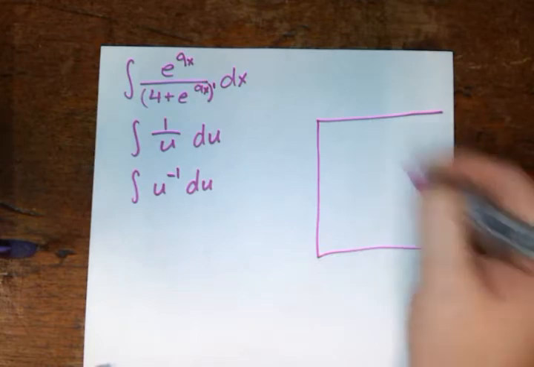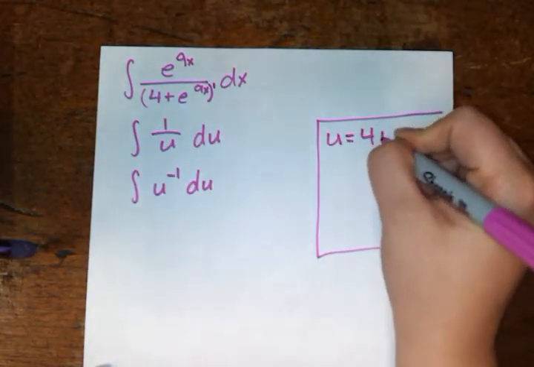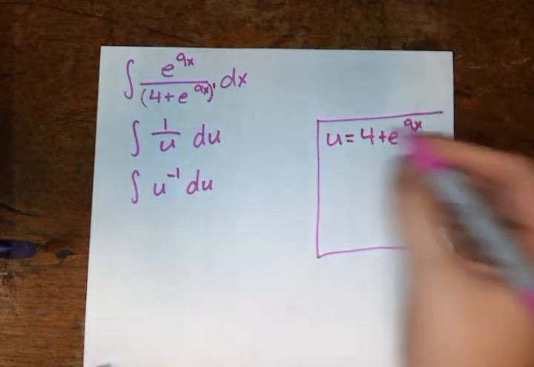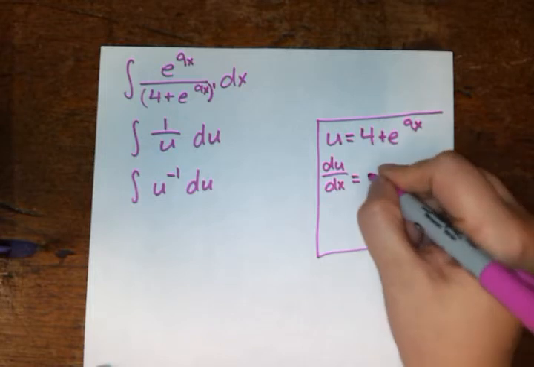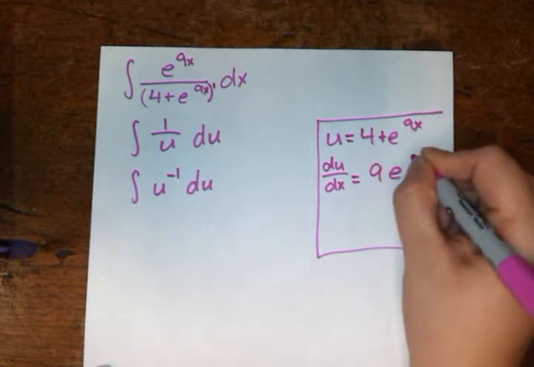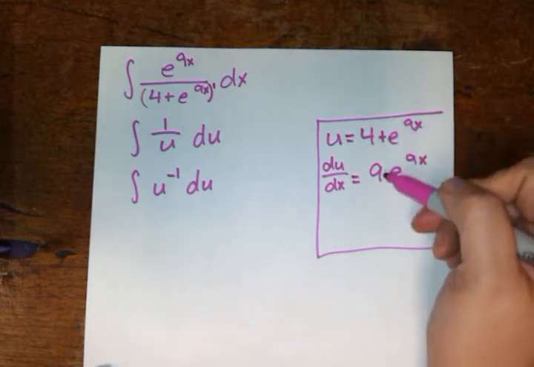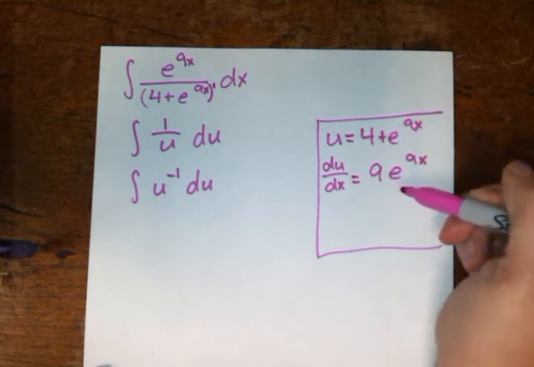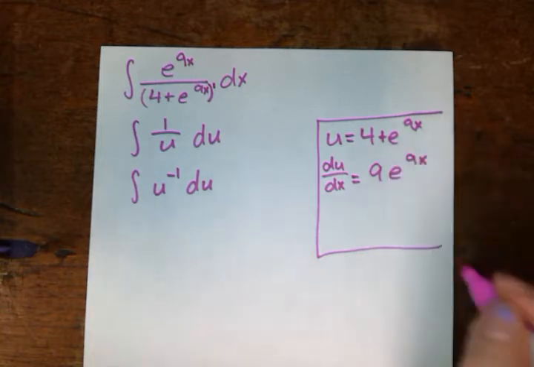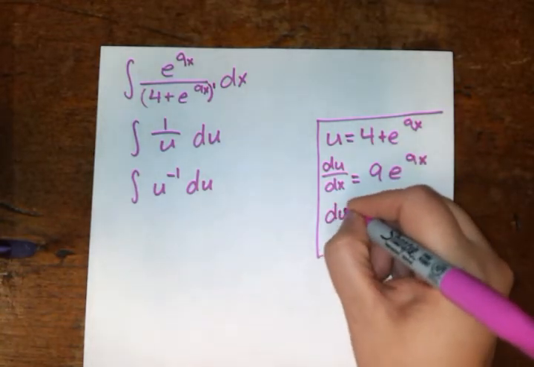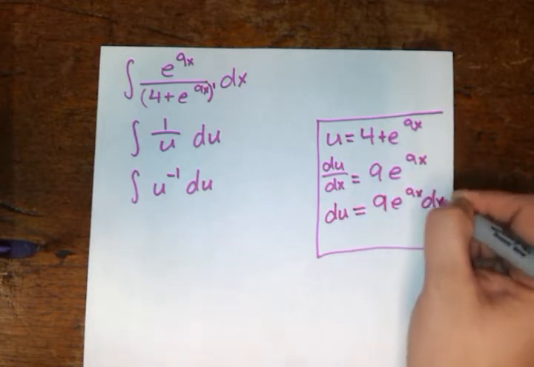Let's see. So we need our u. Our u is just what was in the parentheses at the bottom. So that's 4 plus e to the 9x. If we take the derivative of that with respect to x, we get 9 times e to the 9x. The 4 went away, and the derivative of e to the 9x is 9e to the 9x. If you don't remember why, go back over your differentiation rules. That's important to know. And then du equals 9e to the 9x dx.